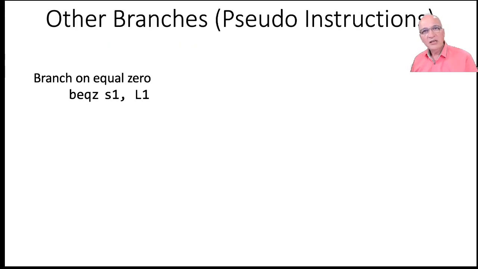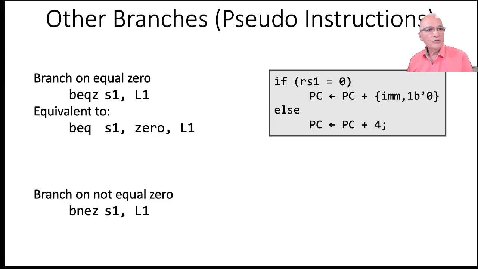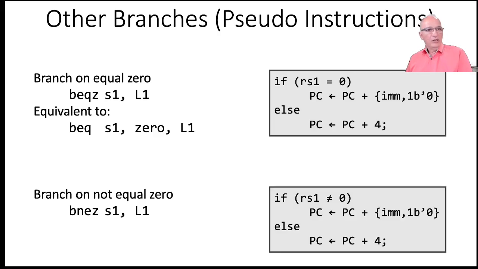There are other branches that are pseudo instructions. A pseudo instruction is an instruction that does not really exist in the processor, but that the simulator will give to you. So for example, I have a branch equals 0. So I just need to provide one source register, S1. So if S1 is equal 0, I'm going to be branching to the target L1. So it's testing whether S1 is equal 0, and the simulator will transform that instruction into the instruction branch equal S1 0 L1. So you can write that instruction in either way. We also have a branch not equal 0, and that is implemented as a branch not equal S1 0.